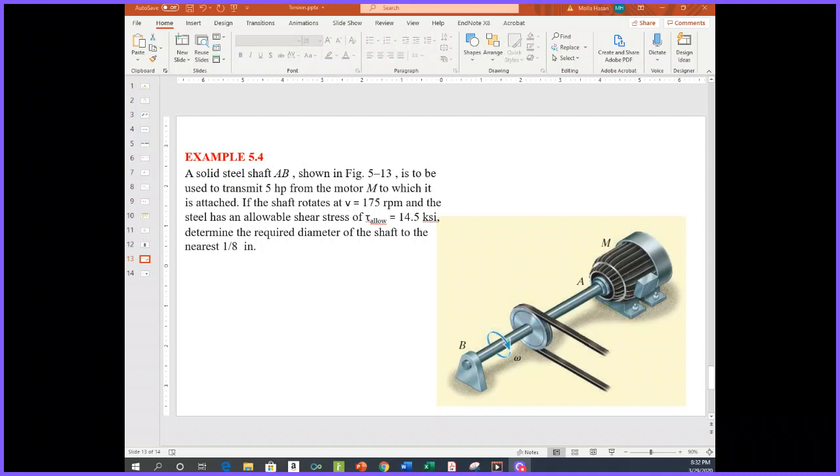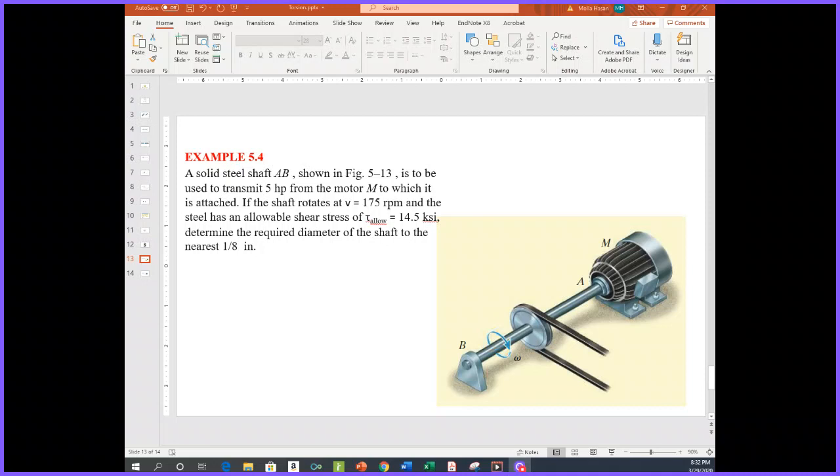So in this problem, as you see, there is a motor located at M, and this motor transmits 5 horsepower using a shaft AB, and the shaft rotates at 175 rpm. The shaft is made of steel, and the allowable shear stress of the steel is 14.5 ksi. Determine the required diameter of the shaft to the nearest 1/8 inch.